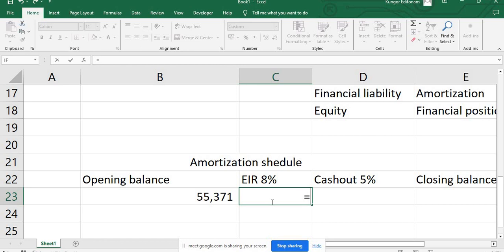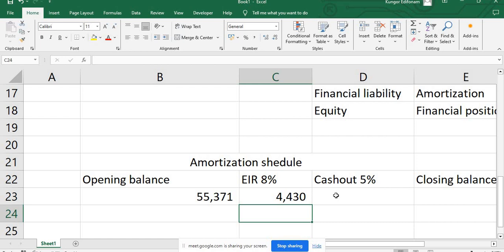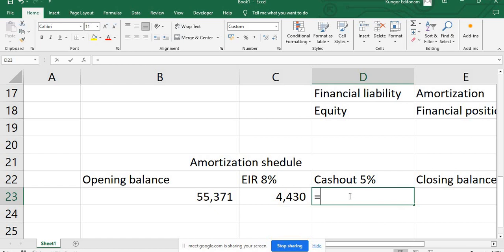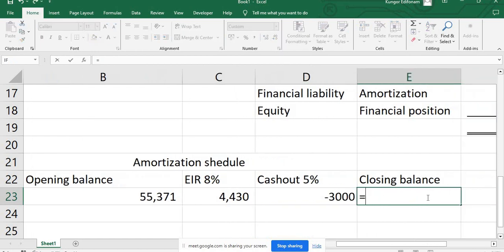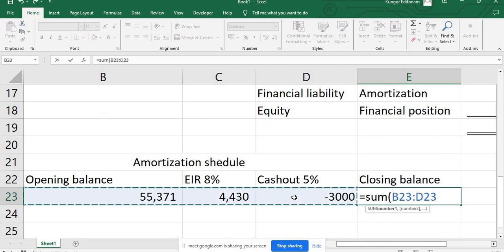8% times this, so we have 4,430. Okay, that's a rounded one, and then we will have the coupon. The coupon, we already know it, which is 3,000, all right? But that will be a minus, a deduction, because it's cash out. And then our closing balance should be the summation of all this. So we add this.